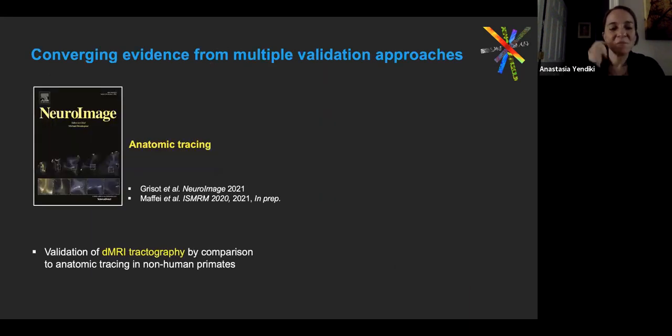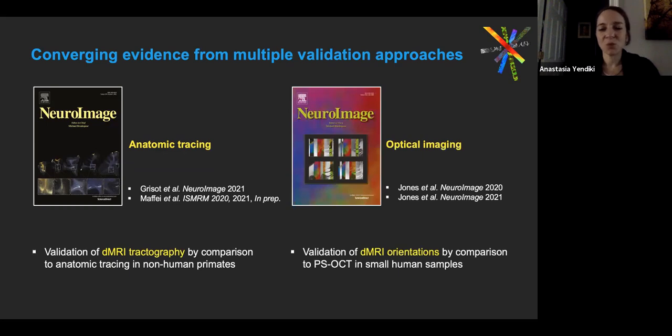So that was the one approach that we have followed, with anatomic tracing in non-human primates. And the other approach is in human tissue, using polarization sensitive OCT in small human samples. And here we are validating not tractography, because this is done in small samples, but the diffusion orientations. We compare them to direct measurements of fiber orientations from the optical imaging.